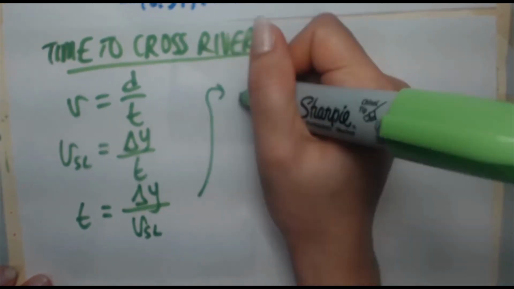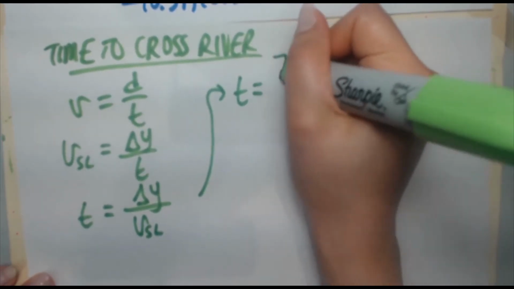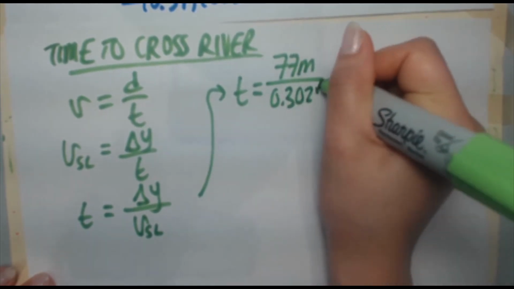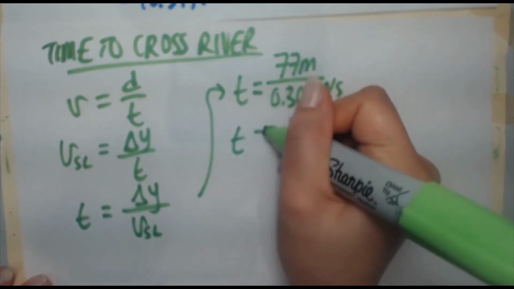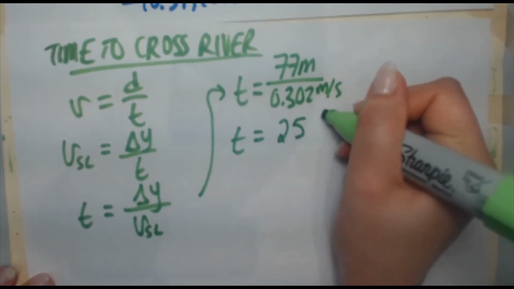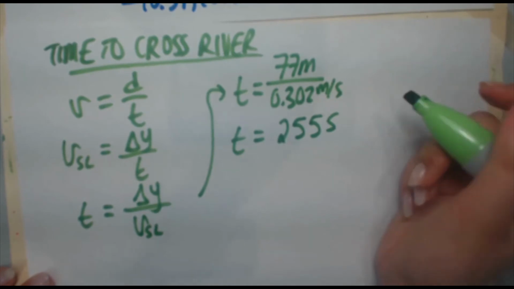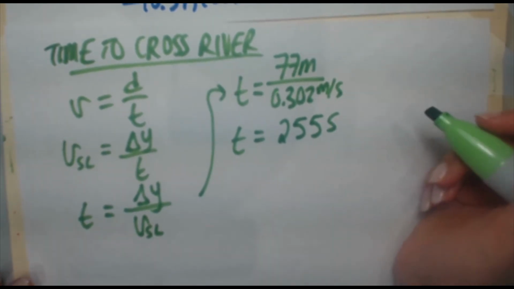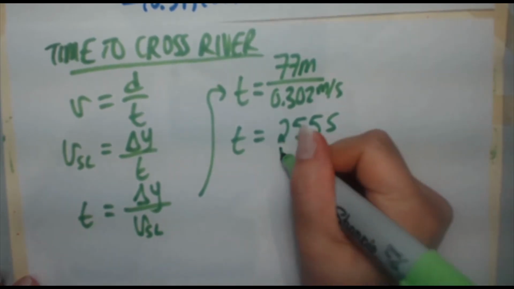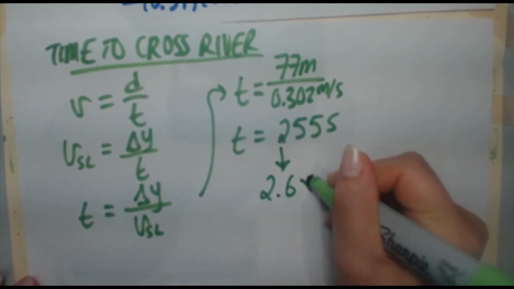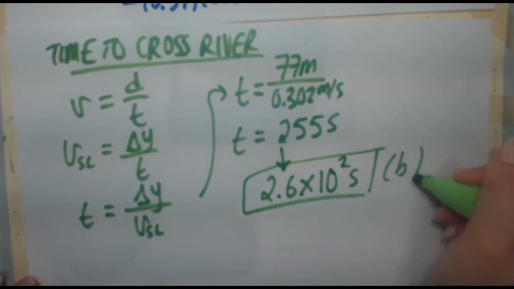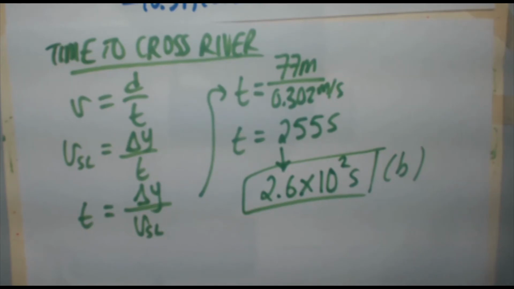If you plug in your values, delta y is 77 meters. Our VSL is 0.302 meters per second. When you calculate that out, you're going to get t equals 255 seconds. Now, based on the original problem, we can only give our answer to two significant figures, so we're going to round this to 2.6 times 10 to the 2 seconds. Therefore, 2.6 times 10 to the 2 seconds is how long it's going to take her to arrive at a point directly across the stream.